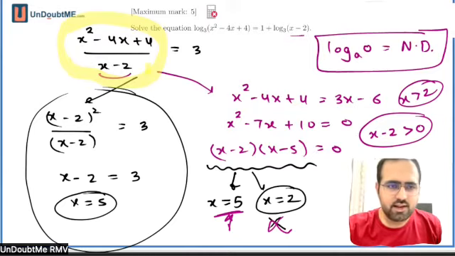So is this reasoning clear to everyone? Yes, sir.